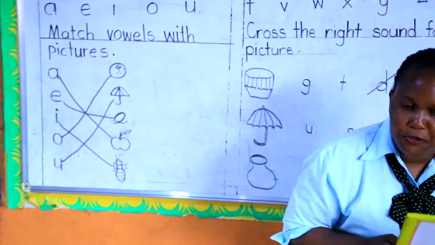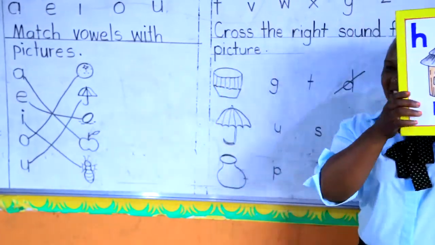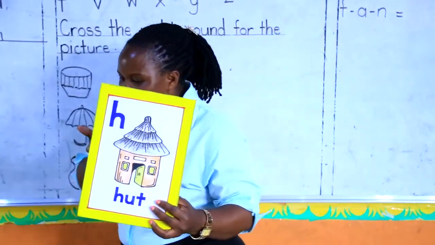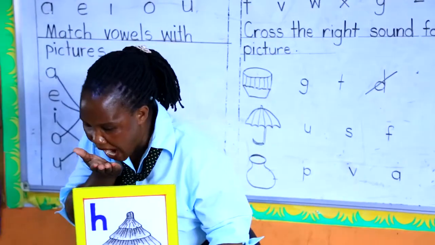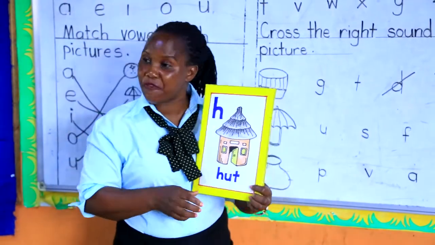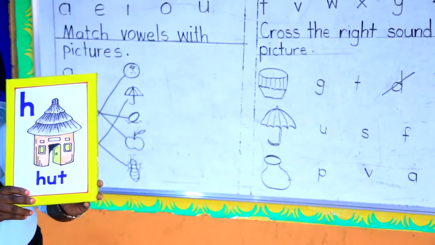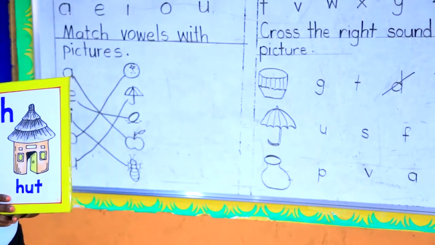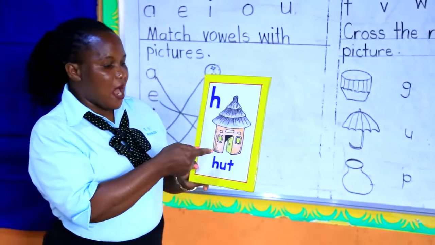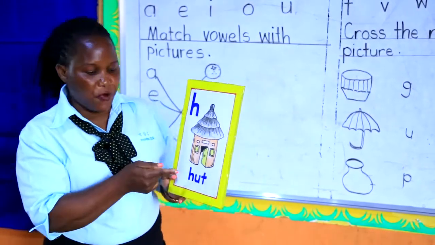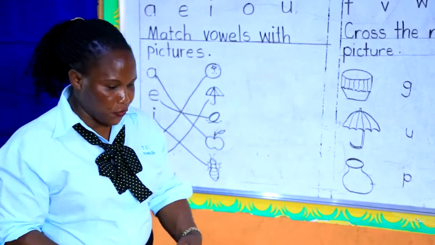Good. Can you tell me what sound is this? The sound has got a friend. Who can tell us the friend of the sound? Heart. Wonderful. Heart is a friend of the sound because it starts with the sound. Nice of you.